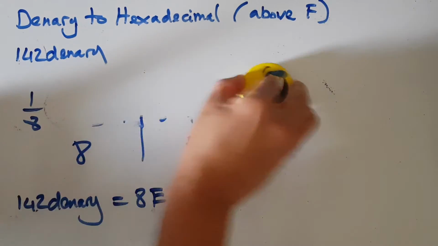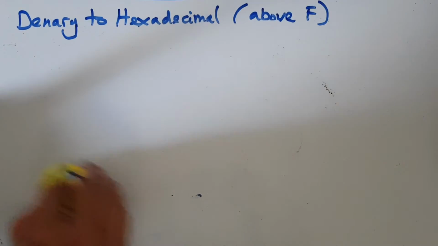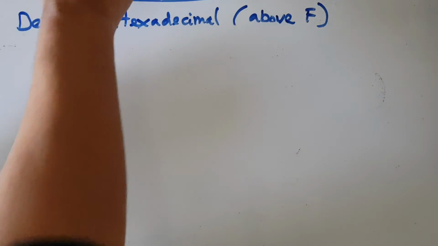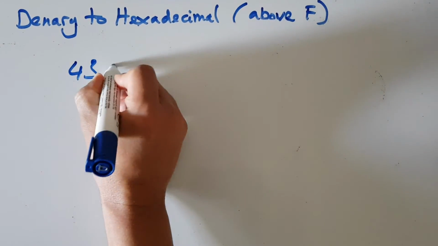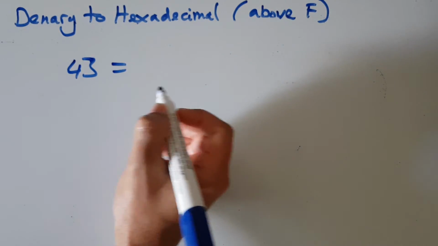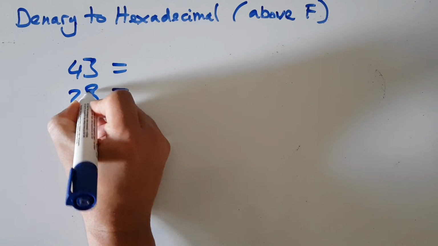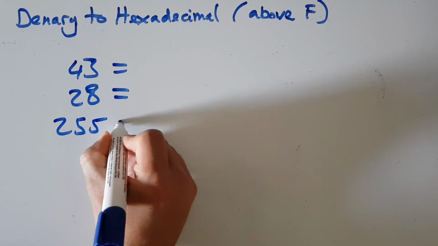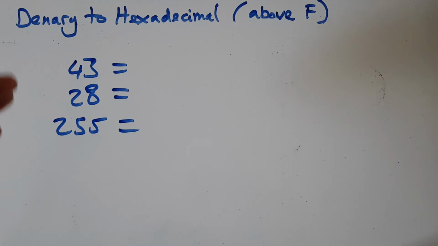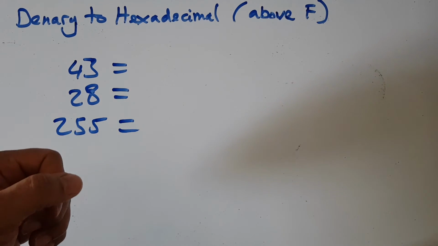So here are some ones for you to do on your own. I'll write them out, press pause, and then I'll give you the answers. So the first one is, what is 43 in hex? What is denary 28? And let's go with 255. Have a go at that. So remember to use the steps. Press pause. Here comes the answers.